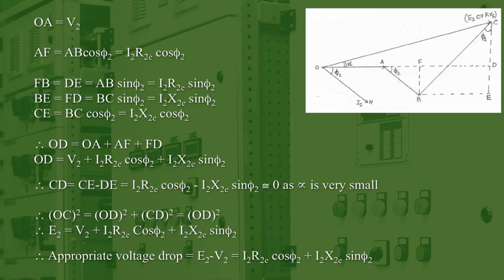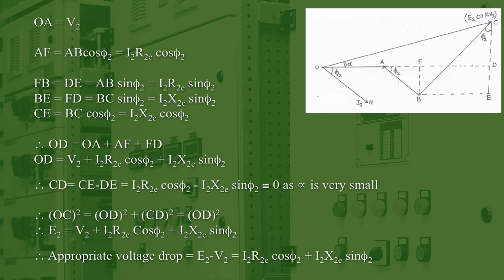You can also notice that if you apply the Pythagoras theorem in this particular triangle ODC, you can write OC square is equal to OD square plus CD square. And because this value is nearly equal to 0, this OC square can also be written as OD square. So if you put the value of OC, the value of OC is E2. So this can be written as E2 is equal to V2 plus I2 R2E cos phi 2 plus I2 X2E sin phi 2.